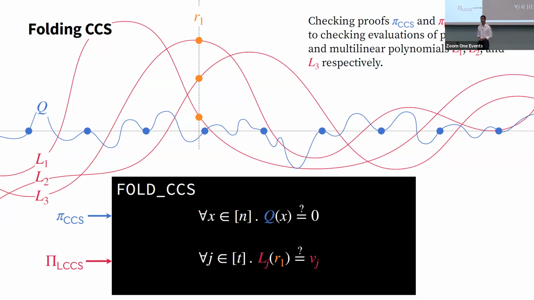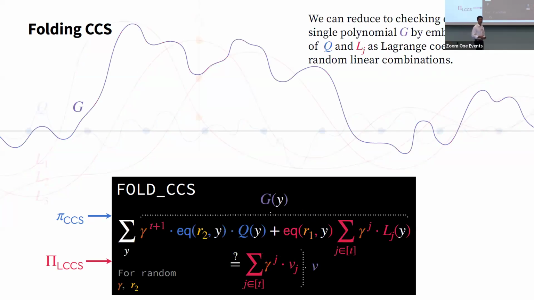Okay, so really, we're asking a question about evaluating many different polynomials on many different points. So our first observation is that you can reduce this to a task of checking just a single polynomial G. And the way you do this is that you encode evaluations of the Q polynomial and evaluation of the L polynomials as Lagrange coefficients into this giant polynomial G, okay?